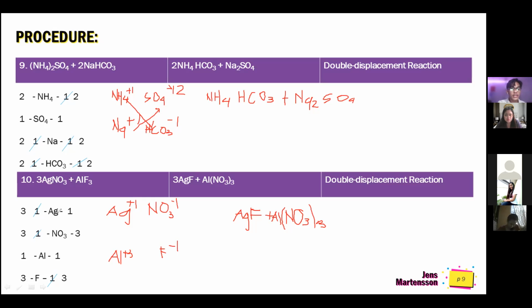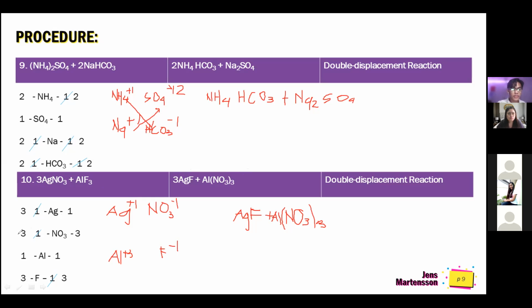So, ang hindi balance dyan is ang silver, nitrate, and fluorine. So, for silver, since 1 ang nasa reactant side, and 1 din sa... Ay, balance pala to. Ang hindi lang talaga balance dyan is ang NO3. So, para maging balance, since naging 3 na ang subscript ng product side, lagyan mo din ng 3 dito. So, ito na siya, itong coefficient. So, naging 3 na ang reactant side, and naging 3 na din ang silver ng reactant side. So, cancel.